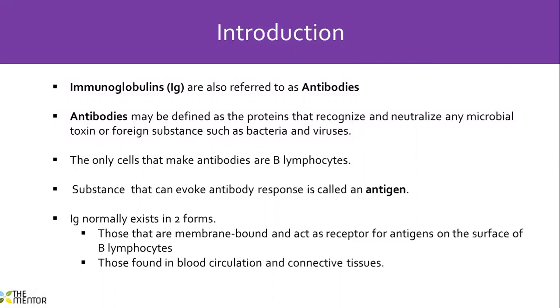So normally, the antibodies or immunoglobulins exist in two forms: those that are bound on the membrane of the B lymphocytes, which normally act as receptors for antigens, and those that are found in the circulation, in the blood circulation and in the connective tissues. So those are the two main forms in which we can find antibodies in our body.